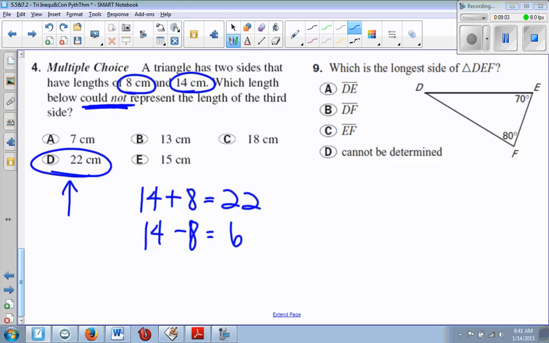Number 9, which side is the longest? Well, in order to figure that out, we probably want to figure out what this third angle measure is. If I take 70 and 80 and add them together, you get 150. So this angle in here is 30 degrees. If I want the longest side, that means it's going to be across from the largest angle. Largest angle is 80. Longest side's directly across, which would be side length DE.